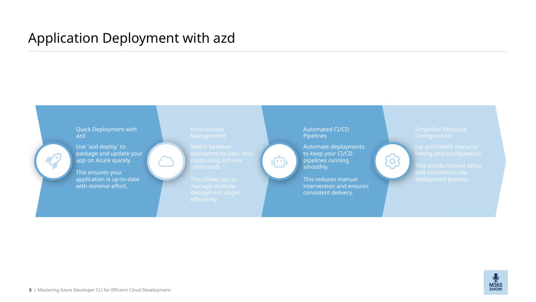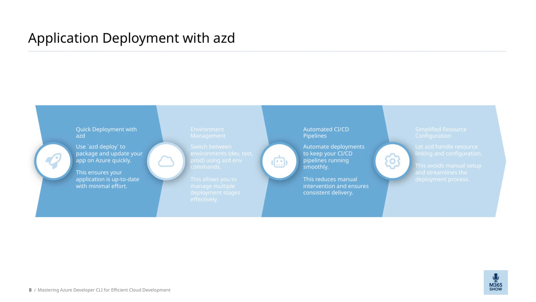Finally, when you're ready to deploy your app, just use ASD Deploy. It packages your application and updates it on Azure quickly and effortlessly. This means you can ensure your app is always up to date with minimal effort, enabling rapid iterations and reliable releases. All these features together really empower you to deploy applications efficiently and confidently, making the whole cloud development process smoother and more manageable.